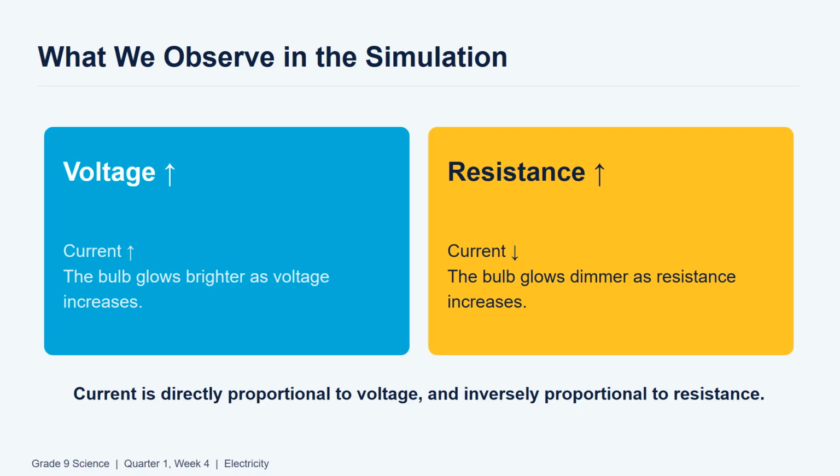Here's what we typically observe when experimenting with a circuit simulation. When voltage increases, current also increases, and the bulb glows brighter. When resistance increases, current decreases, and the bulb glows dimmer. In other words, current is directly proportional to voltage, meaning they increase and decrease together, and current is inversely proportional to resistance, meaning as one goes up, the other goes down.